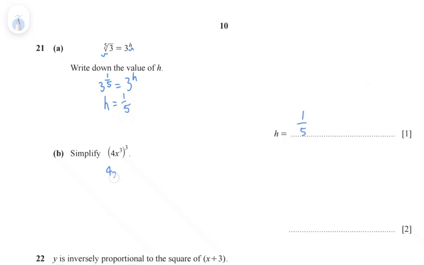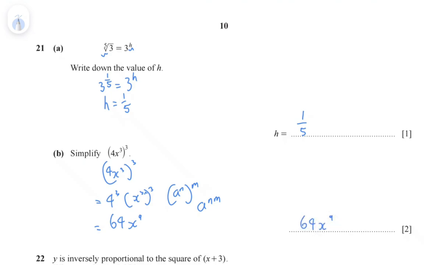Now moving on to 4x cubed and the cube of that. We know that for n to the power of m, raised to a power of a, is n to the power of a times m to the power of a. So we know that it is 4 cubed times x cubed cubed. And we also know that for a bracket m, we will be multiplying the indices according to the indices rule. So that gives us 64 times x to the power of 9, as it is 3 times 3. So that's 64x to the power of 9.